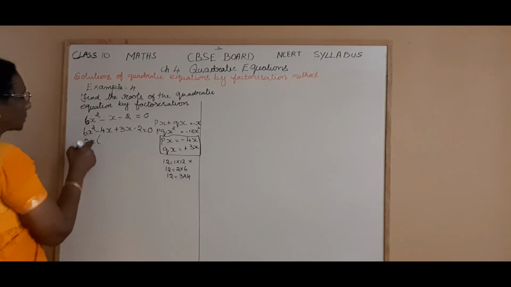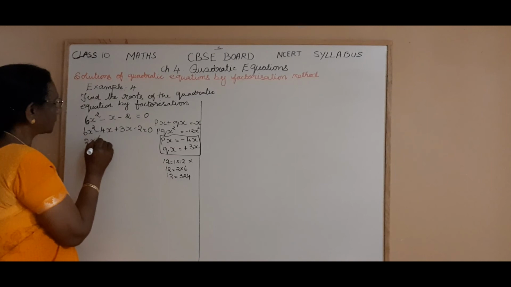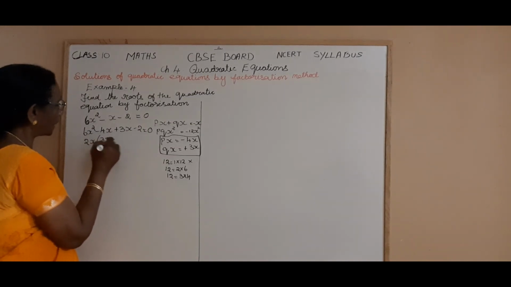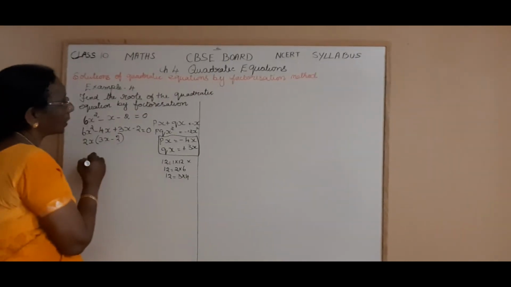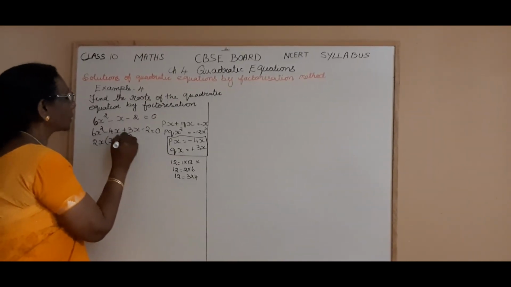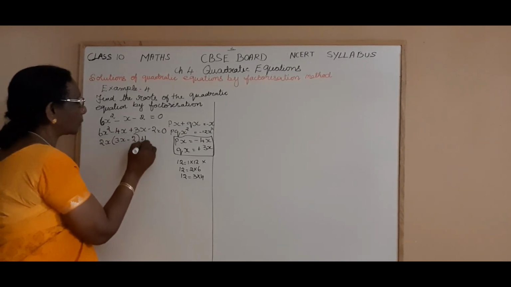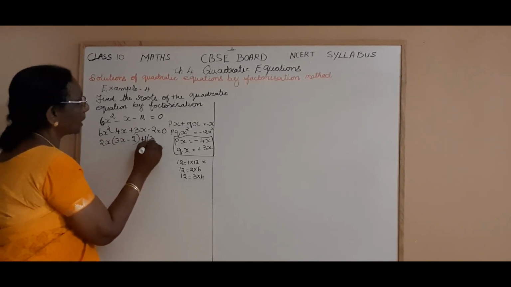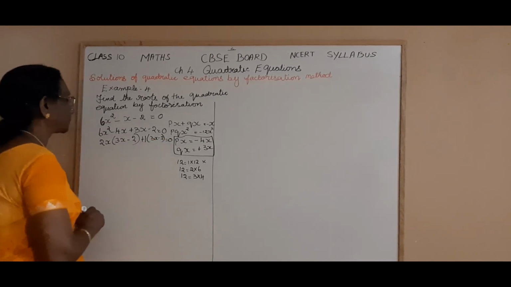So divide 6x squared by 2x. What do you get? 2 goes 3 times, 3x. Minus, again 2 goes in 4, 2 times, 2. Okay, then you write the plus sign. Here no common factor, so write 1. 3x minus 2 equals 0.